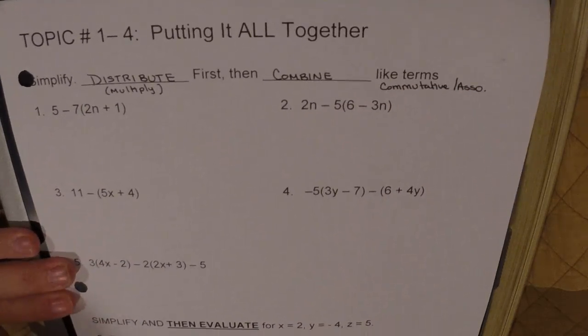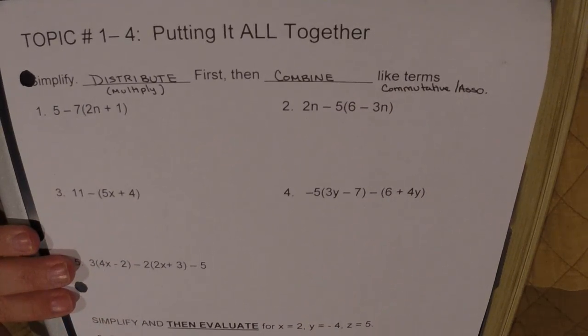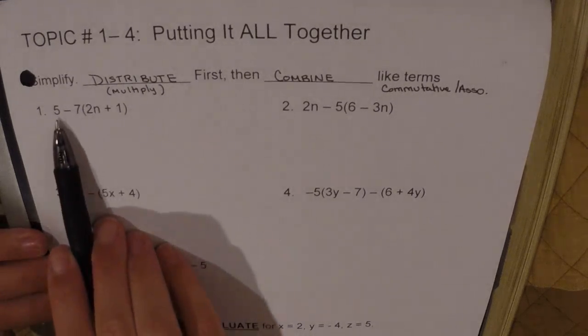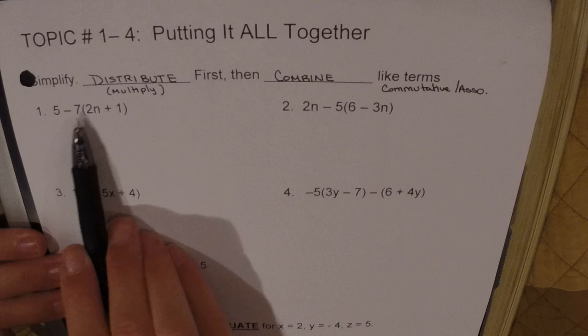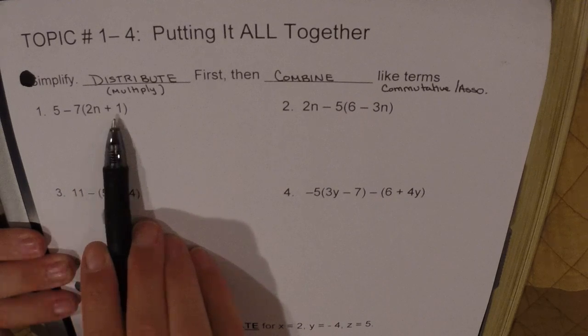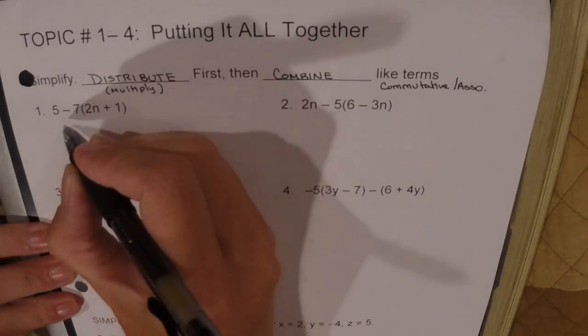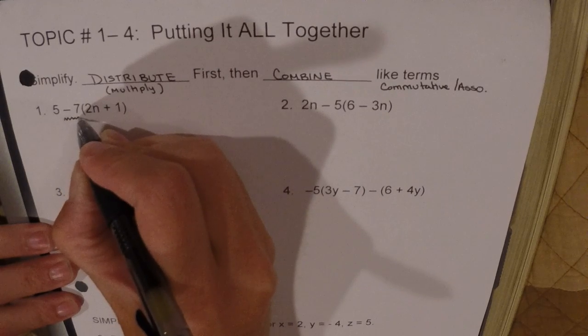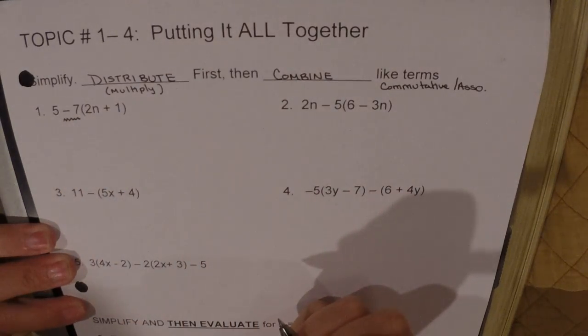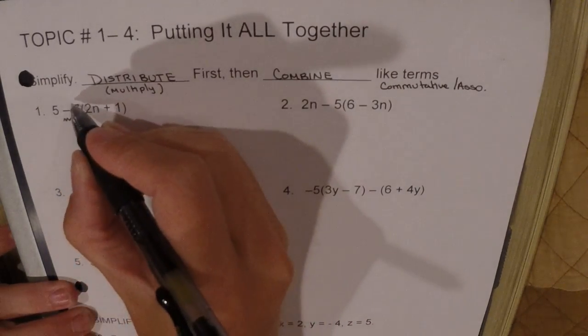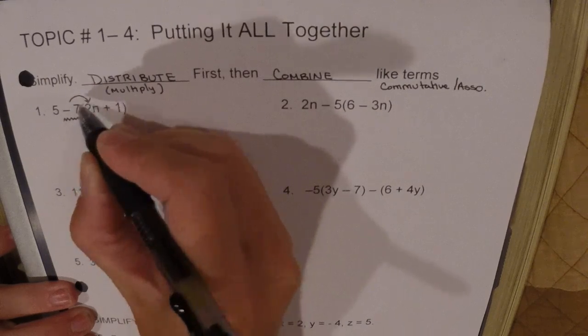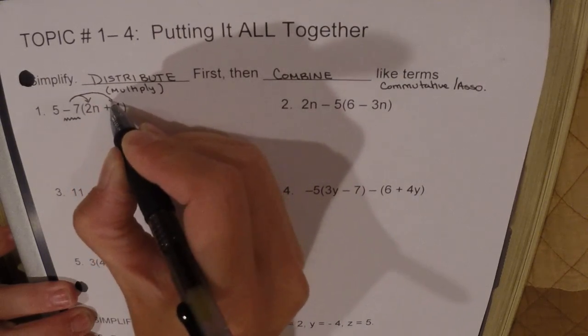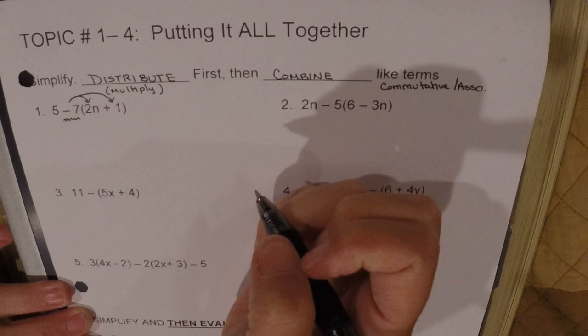Okay? So let's kind of just look at number 1. Number 1 says 5 minus 7, parentheses 2n plus 1. Remember, whatever number is directly in front of the parentheses is what we're going to distribute. So we're going to go ahead and distribute the negative 7 here and here. Remember, it has to go to everything inside the parentheses.